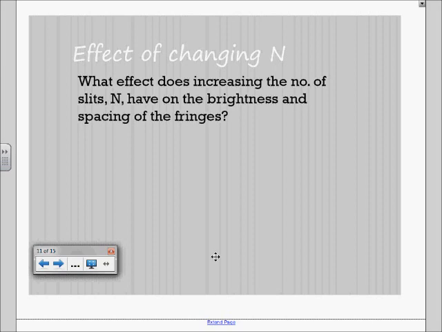Okay, so what effect is n going to have on both the brightness of the fringes and the spacing? So if we increase the number of slits, more slits means that they're going to be closer together, and more slits means more light sources. And so more light sources means we're going to get brighter maxima. So increasing the number of slits is going to give a brighter maximum.